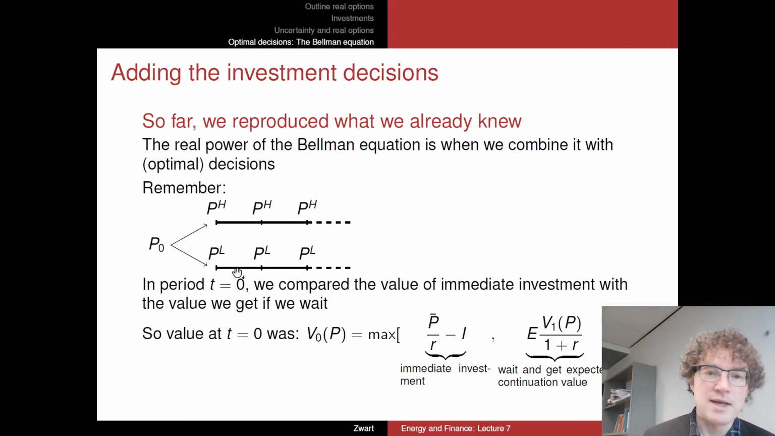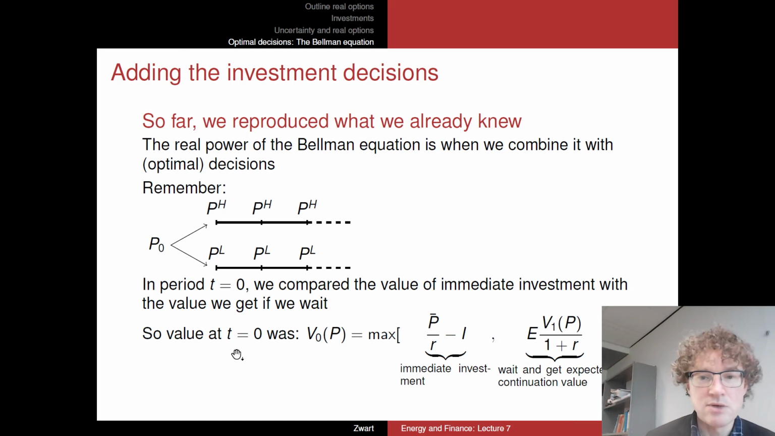So in this particular toy example that we looked at before, we just had a simple decision. We only had to decide in period 0, do we want to invest now, or do we want to wait until period 1 when the H, the high scenario, materializes, or the low scenario materializes, and after that prices in this toy model remained constant. So what was the decision that we made? Well, we compare the value of investing today versus the value that we get if we wait a bit.